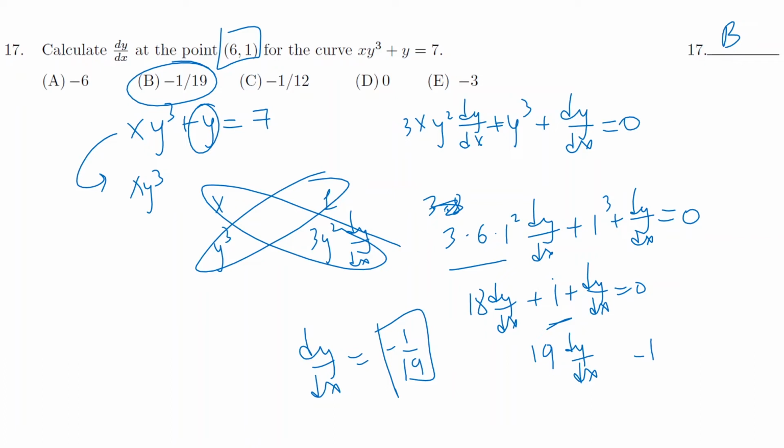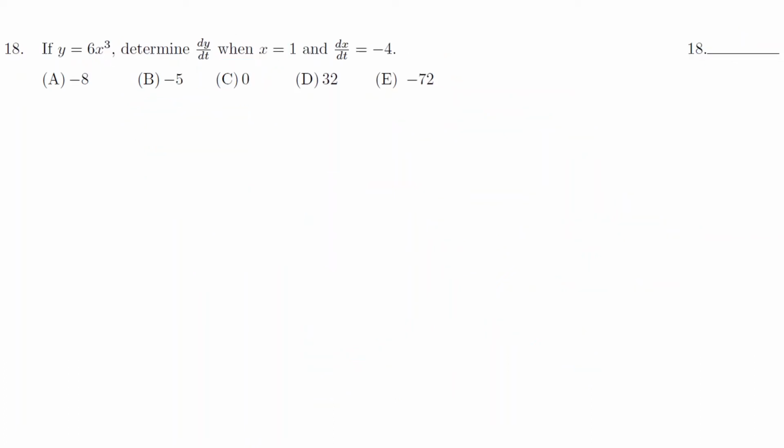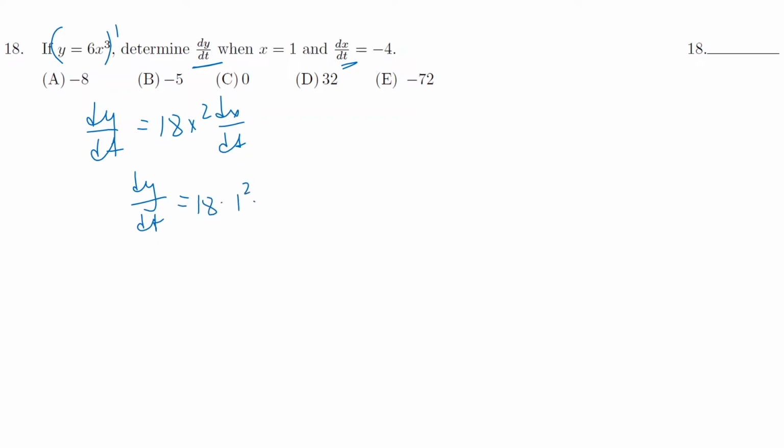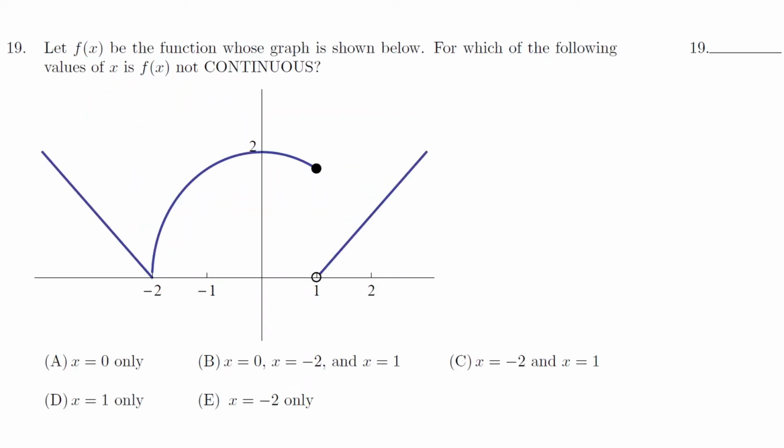17B. Now 18, determine dy/dt. So once we know it's dy/dt, it's immediately related rates. So if I take the derivative of this guy, I'm going to get dy/dt equals 18x squared dx/dt, and just plug it in. This one is super simple. Just know what to do, guys. 18 times 1 squared times dx/dt, which is negative 4, and that's equal to negative 72, E. Done with half the test.